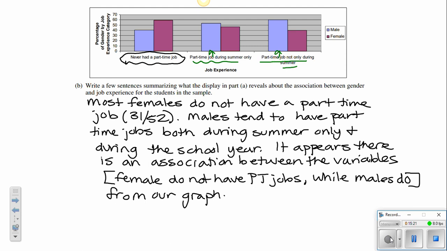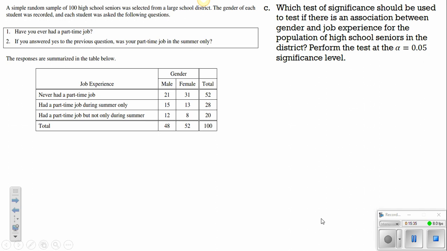So we don't know if there's statistically significant evidence of this, and that's what we're going to do now. So the test for association really kind of takes some of our skepticism or the ambiguity out of this. So it makes it very, very clear if there is an association or not. All right, so which test of significance should be used to test if there is an association between gender and job experience for the population of high school seniors in the district? That is going to be the chi-square test for association. Notice here that the stem of the question is phrased in terms of if there is an association.